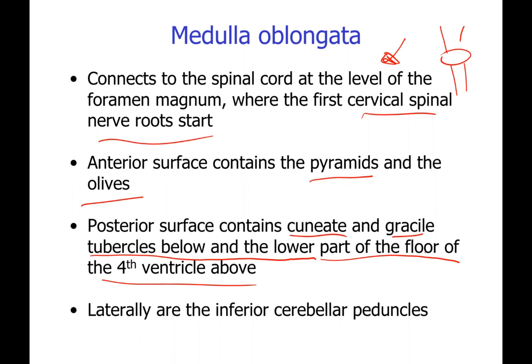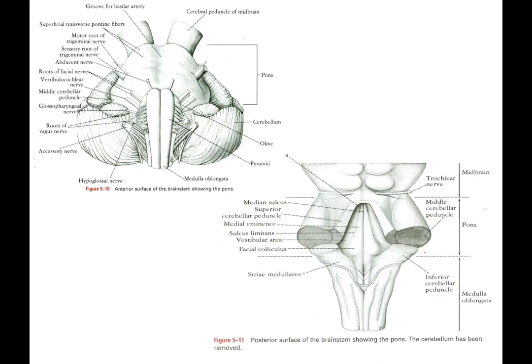Laterally are the inferior cerebellar peduncles. So this is how it is. Just look at the diagram. Now this is the midbrain. We are done with the midbrain. This is the pons. Again, we are done with the pons. We didn't do the cerebellum yet; we'll do it towards the end of this lecture. So this is the medulla, and we are discussing this part now.